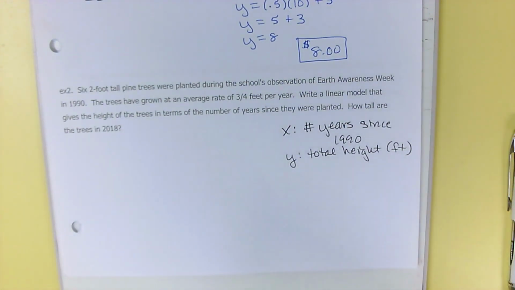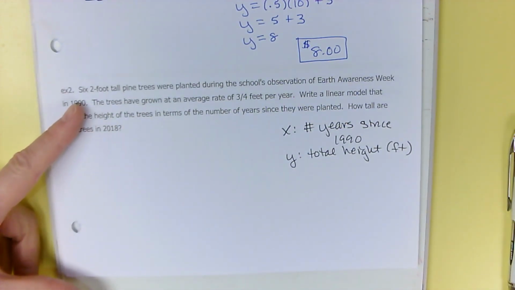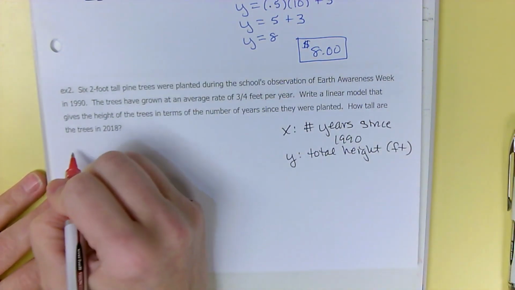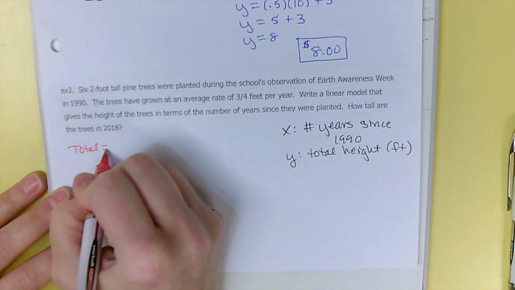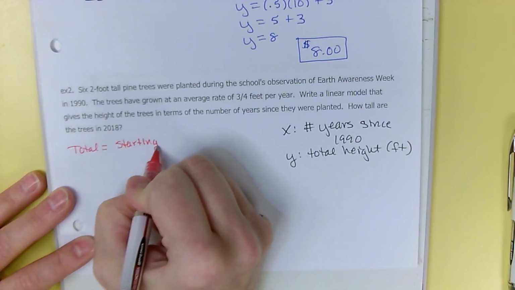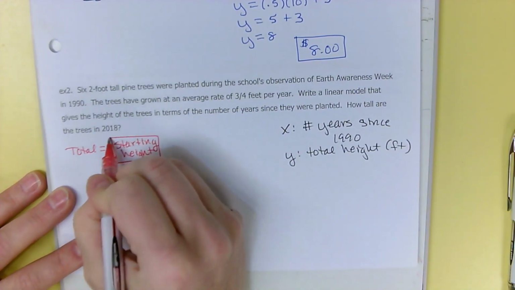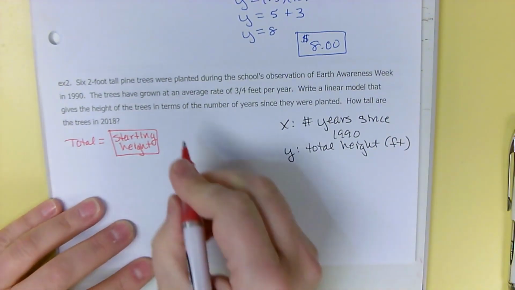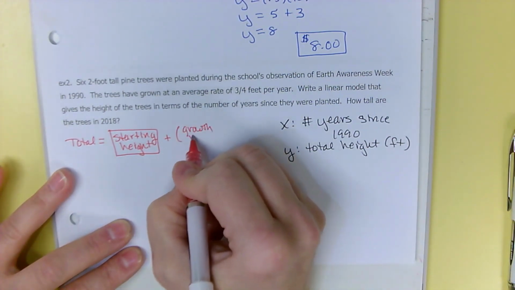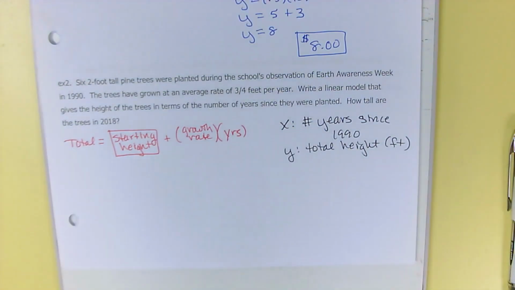All right, so let's match our pattern. The tree started out 2 feet tall, and then they grew from there. So our total equals the starting height of the trees. So that's your first one, starting height of the trees, plus their growth rate times the number of years that they grow.